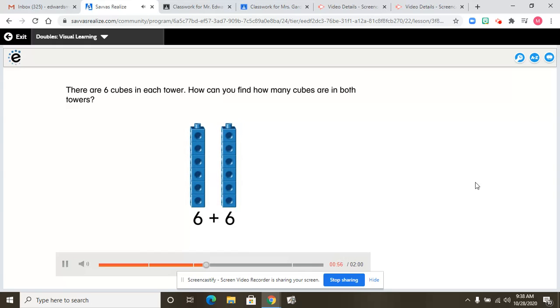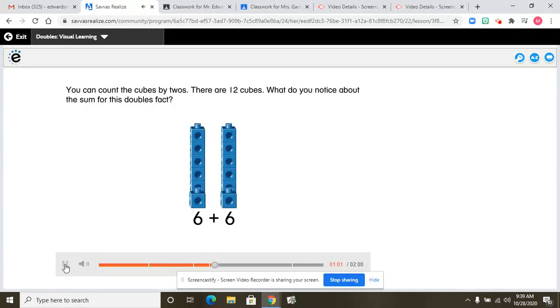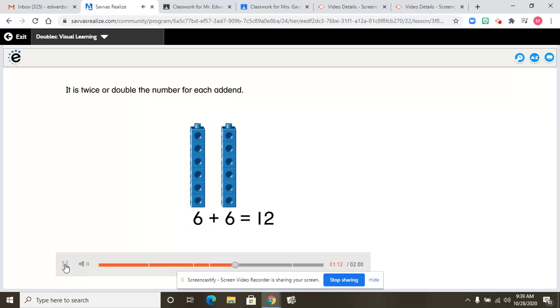How can you find how many cubes are in both towers? Well, you would just count up both towers. And if you count them up, it would be 1, 2, 3, 4, 5, 6, 7, 8, 9, 10, 11, 12. You can count the cubes by twos. There are 12 cubes. What do you notice about the sum for this doubles fact? It is twice or double the number for each addend.